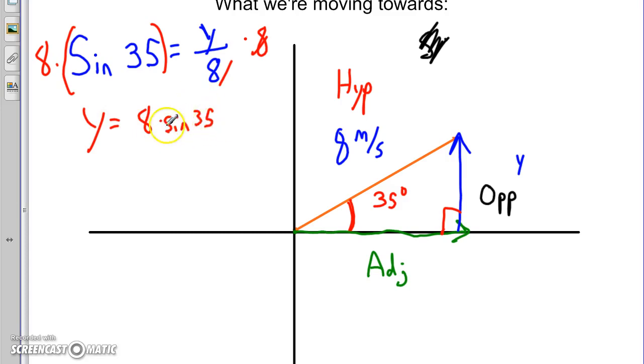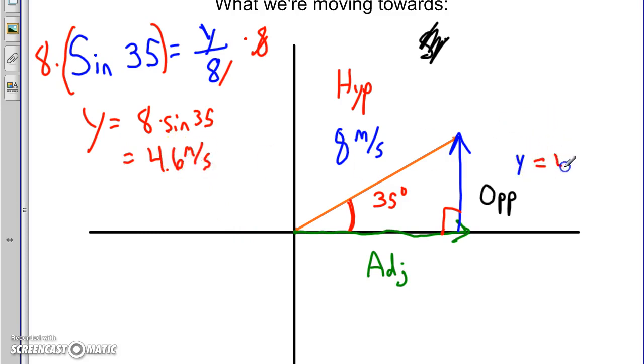Now, this again represents a ratio, but your calculator can actually calculate this. It can look up what sine of 35 is. It is some set value, and it comes from the unit circle. But all you're going to do is hit 8 times the sine of 35 in the calculator, and it gives me about 4.588. I'm going to call it 4.6. So y is going to be equal to 4.6 meters per second.